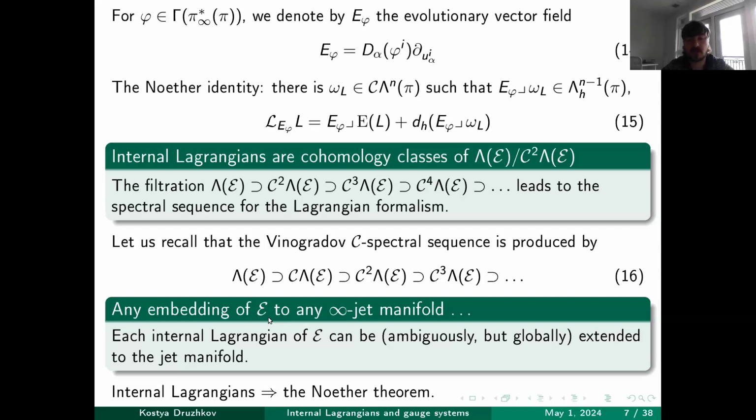And if we have some embedding of our equation into some infinite jet manifold, then each internal Lagrangian of epsilon can be extended to the jet manifold. That is, each internal Lagrangian is produced by some Lagrangian on the corresponding jet manifold. This extension operation is ambiguous, but the corresponding extension is global, at least. But the main point of this talk is that this extension is not required at all. Everything can be formulated intrinsically. Besides, internal Lagrangians lead to the corresponding intrinsic version of the Noether theorem.